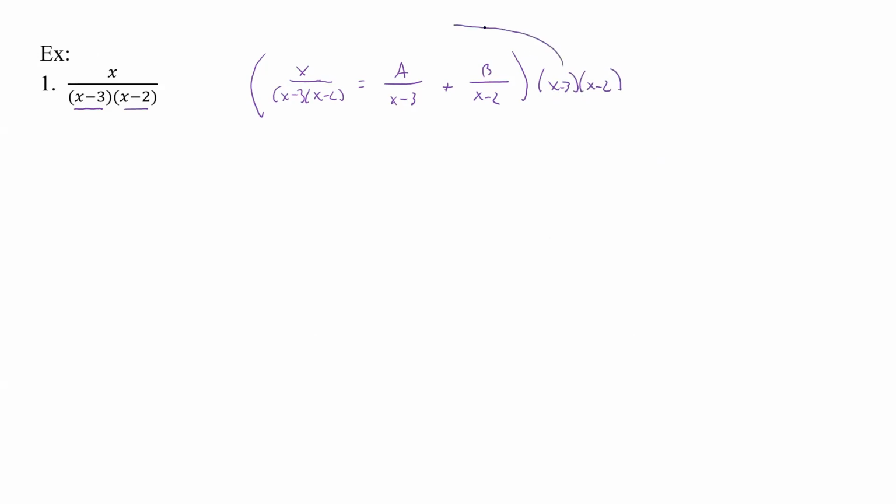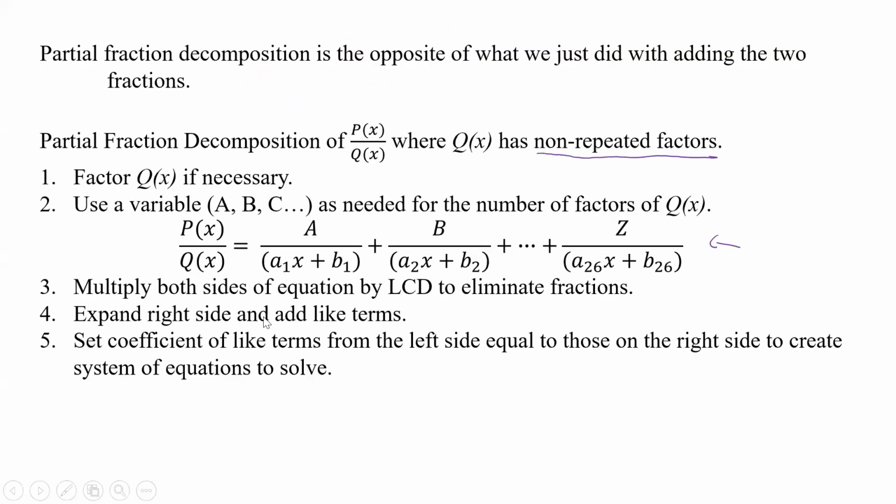So we're going to distribute here, and here, and here. When we take it times the first one, everything cancels, and we're just left with x on the left side. When we take it here, the x minus 3 cancels x minus 3, so we have a times x minus 2. Then plus b times, now the x minus 2's cancel, and we're left with x minus 3. Now the next step is to expand the right side and add like terms.